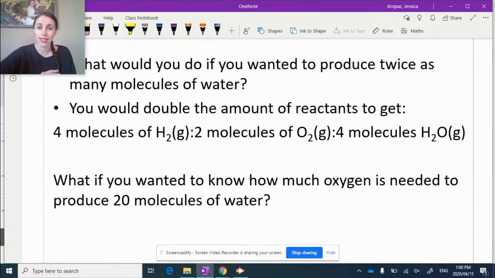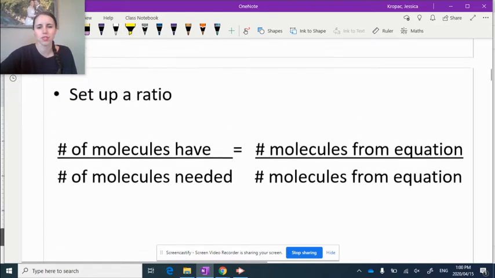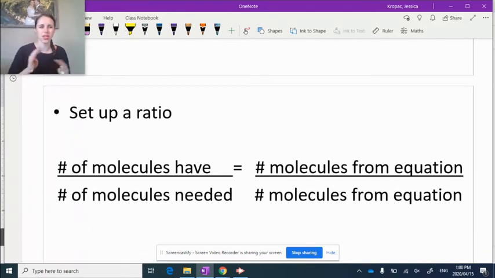A little bit more of a challenging question, and how we might actually have to set up a molar ratio, is what if you wanted to know how much oxygen is needed to produce 20 molecules of water? So let's say that you needed 20 molecules of water. The question is, how much oxygen would you have to produce? You could go through and try to play with the numbers a little bit. That's a little bit more challenging. So this is where your concept of the molar ratio comes in.